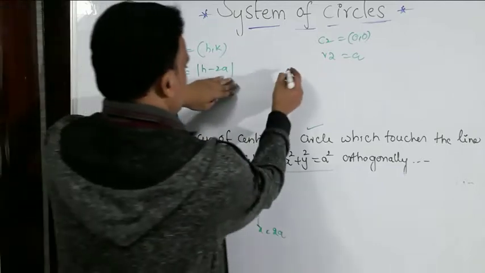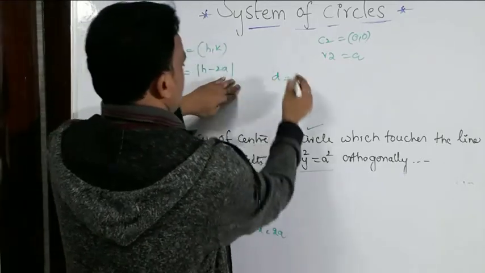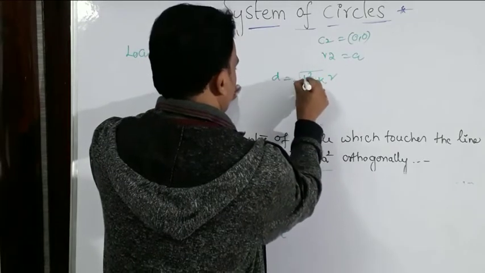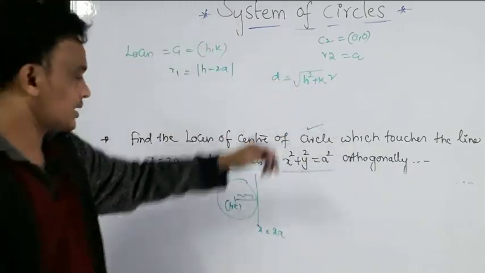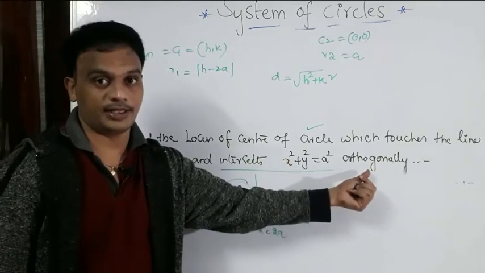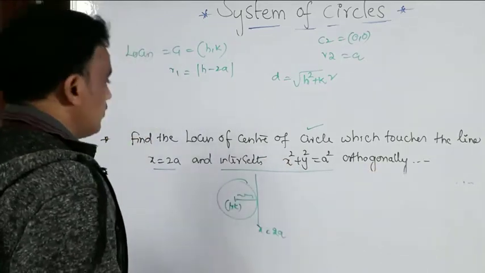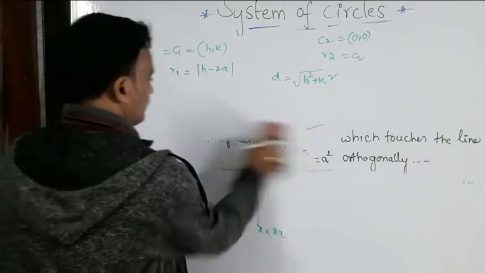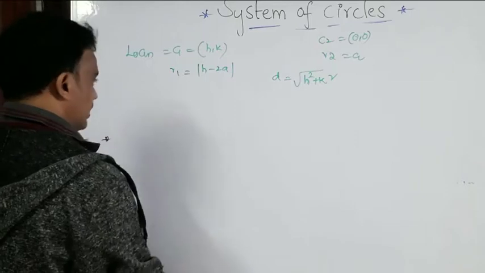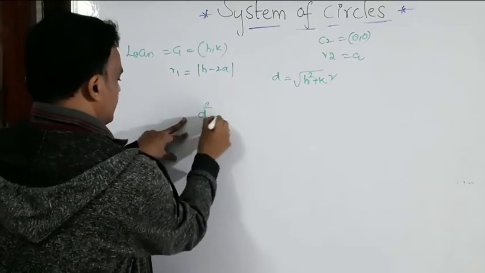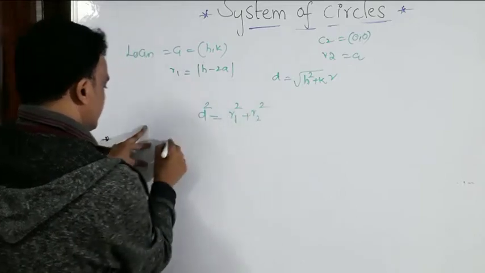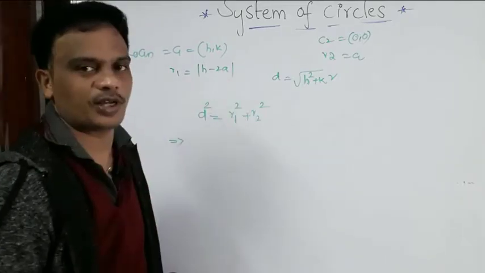Come on, so please find out the D also. D means the distance between the two centers, which is root of h square plus k square. Then how are the two circles intersecting? Orthogonally. What is the condition for orthogonality? D square is equal to R1 square plus R2 square. We can use any of the conditions for orthogonality.